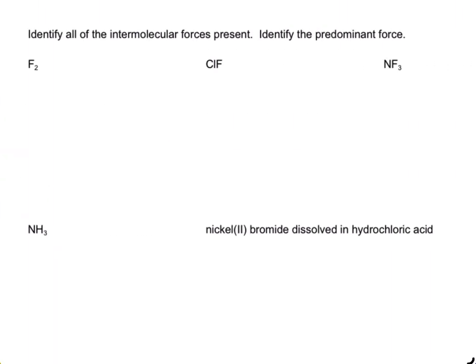Let's take a look at an example. Identify all of the intermolecular forces present and identify the predominant force in each molecule. F2 has this shape. So F2 is a linear covalent diatomic molecule, and it is nonpolar. So the only force that F2 exhibits is dispersion forces. And dispersion forces is going to be the predominant force for F2.